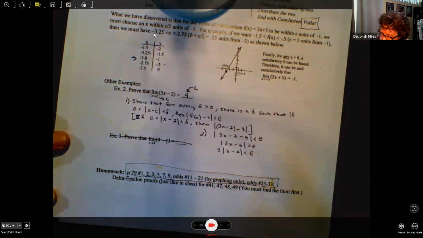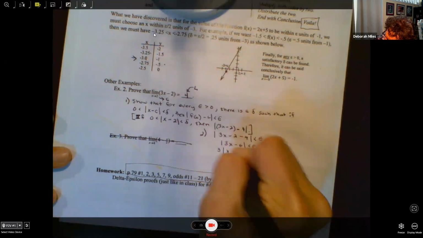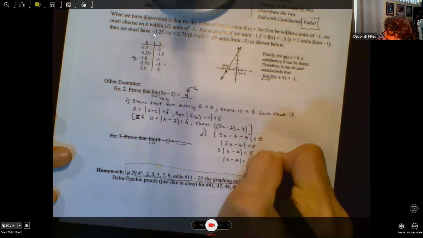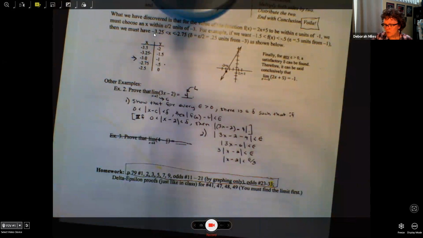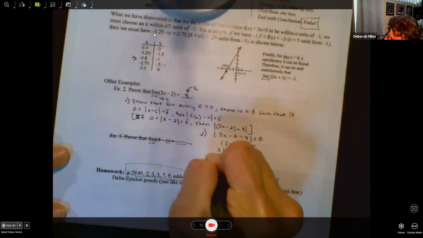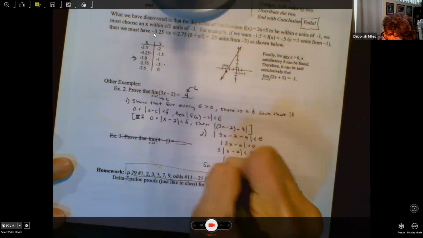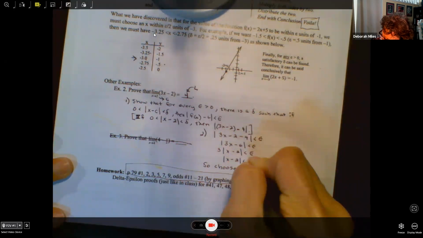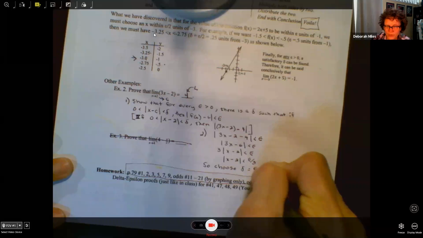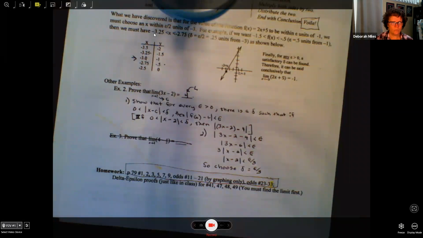And then I'll divide both sides by 3. And I figured out what delta has to be in order to hit the bullseye, or to be within epsilon units of the bullseye. Delta just needs to be 1/3 of whatever epsilon is.